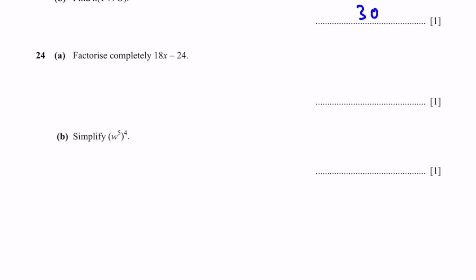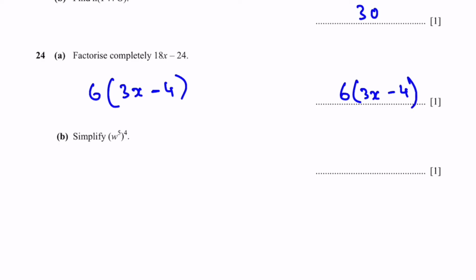Question 24a, factorize completely 18x minus 24. For 18x and 24, the HCF is 6. And therefore, we can divide both by 6 and then take 6 out. 6 into 3x minus 4. That's the answer.